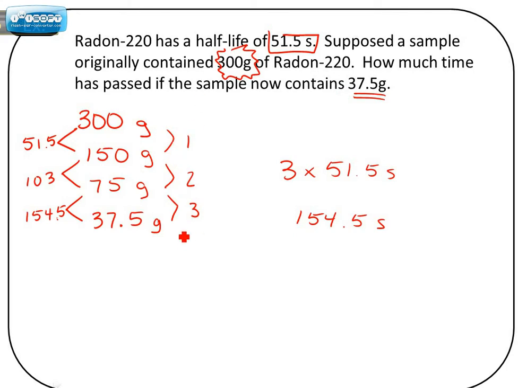So we can go one of 2 ways. We can either take 3 times the half-life of 51.5, and that gives us 154.5 seconds right here. Or instead of writing 1, 2, 3, we can just start counting by 51.5s. So we have 51.5, and then 103, that's 2 times 51.5, and then 154.5, that's 3 times 51.5. Either way, you end up with the same answer. So how much time has passed? 154.5 seconds, which is a little over 2 minutes.